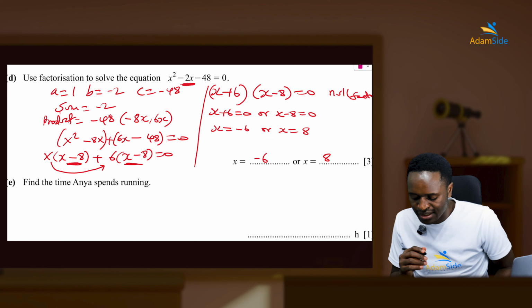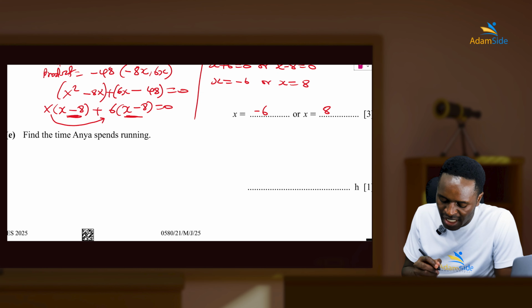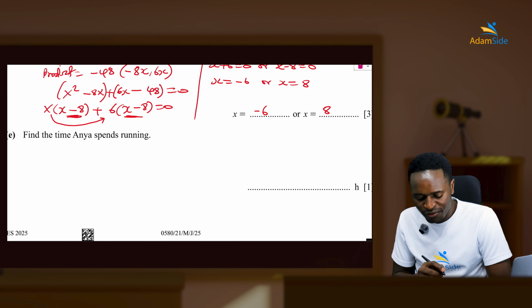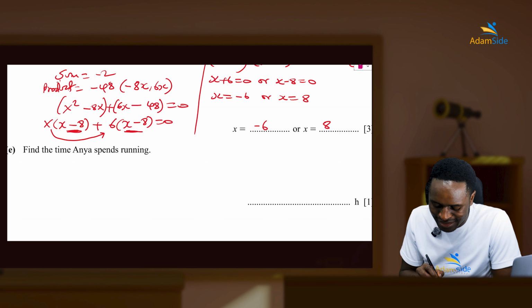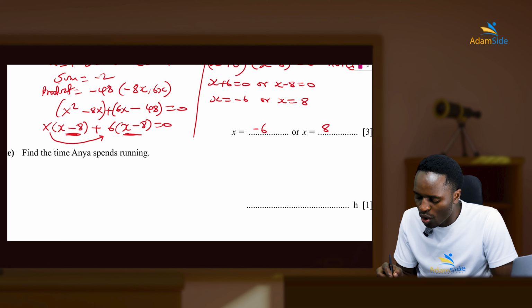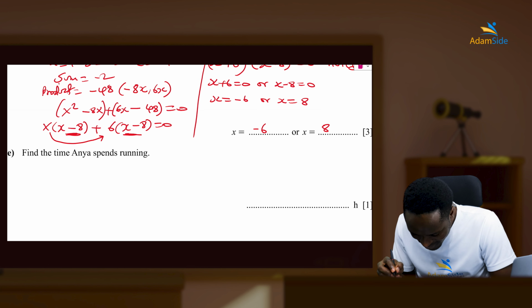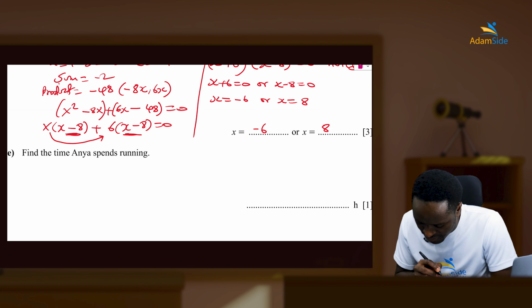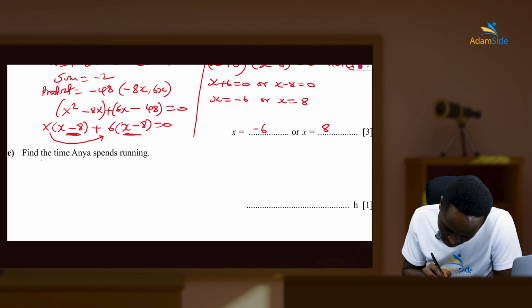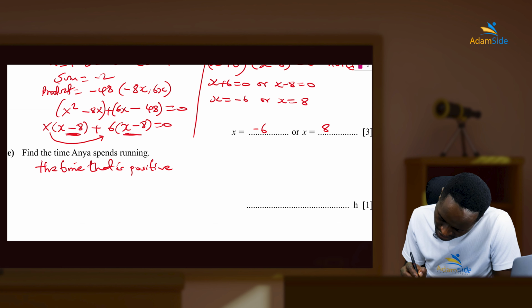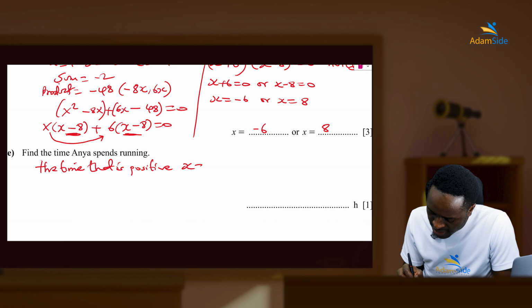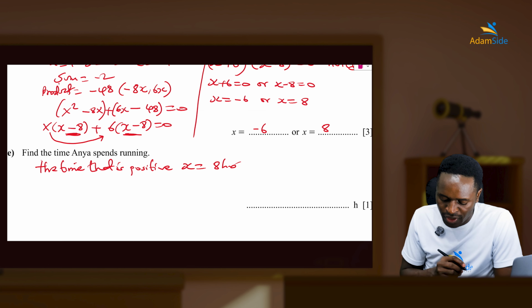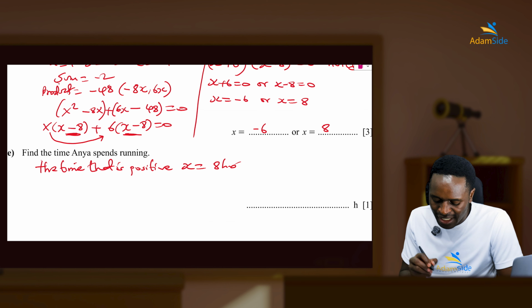You get the correct answer. Now find the time Anya spent running. Obviously we pick the one that is positive, so you pick when x is 8 hours. And then we go on to find the time Anya spent running.